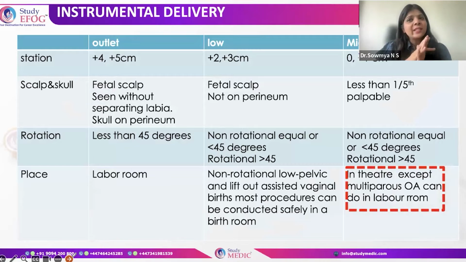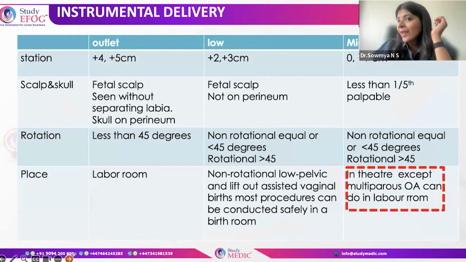Outlet forceps are the easiest one which you can do in the labor room. Low forceps, unless it is non-rotational, like you need not rotate from occipito-transverse to occipito-anterior or occipito-posterior to occipito-anterior, you can do it in the labor room. However, if you think this has to be a difficult rotational delivery, you would still shift it to the theater.